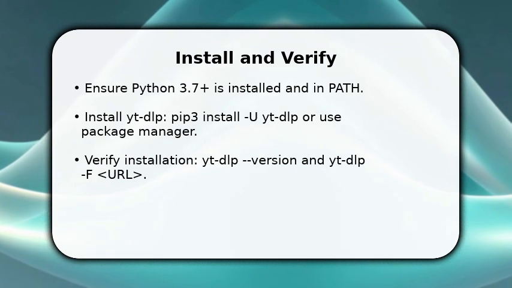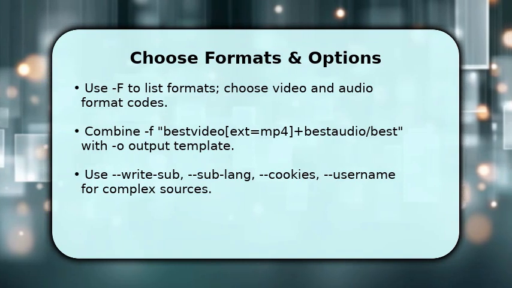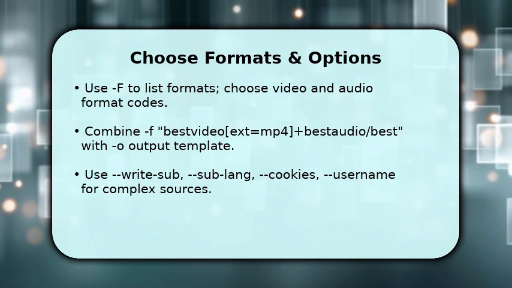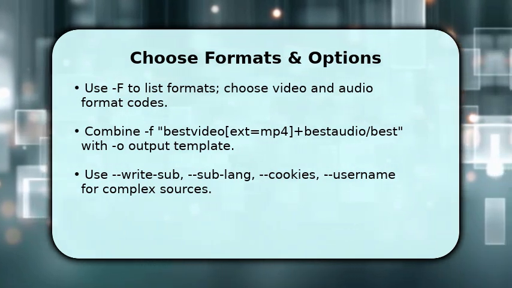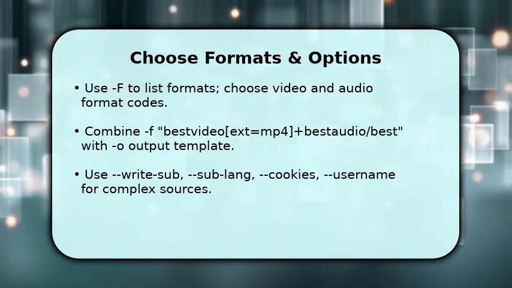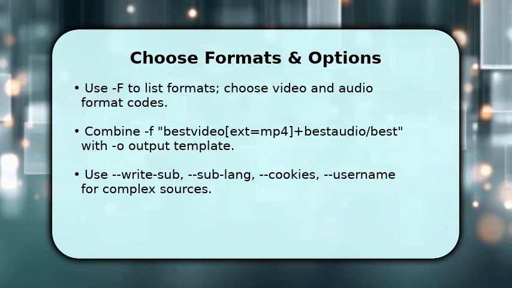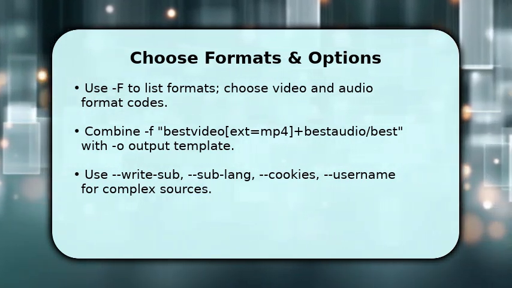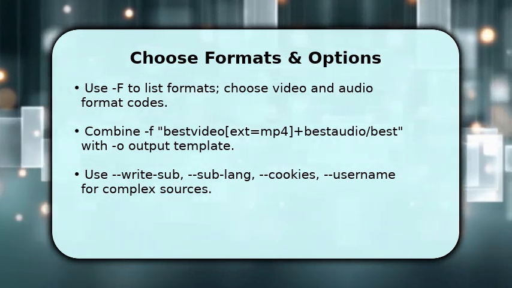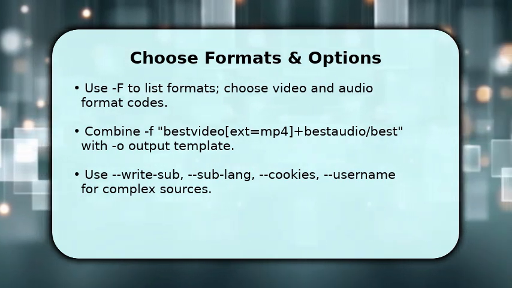You now pick the right formats and options. Run yt-dlp -F to see available streams, and then use -f with explicit codes or a selector like bestvideo[ext=mp4]+bestaudio/best to ensure compatibility. Make sure to set output templates with -o "%(title)s-%(id)s.%(ext)s" so files are organized. If subtitles, cookies, or login are required, include --sub-lang en, --cookies cookies.txt, or username/password. These choices control quality, container, and access.